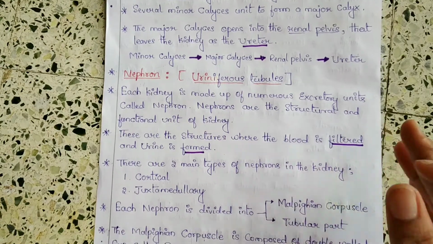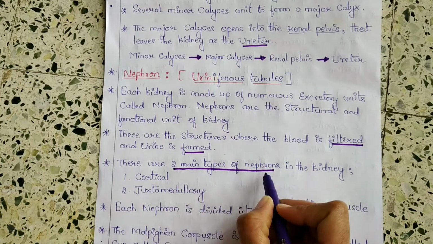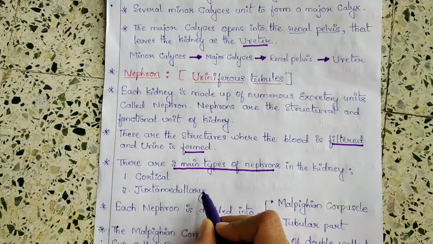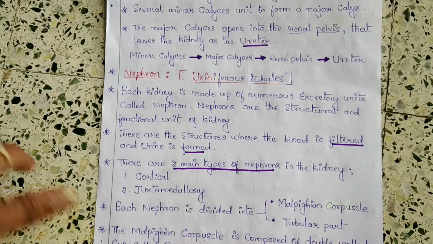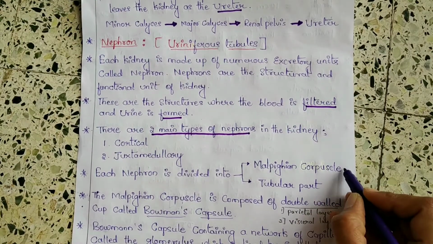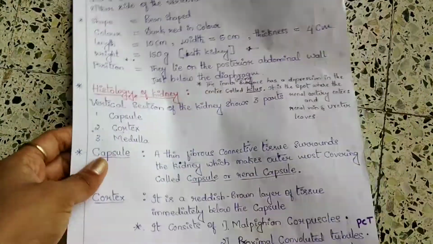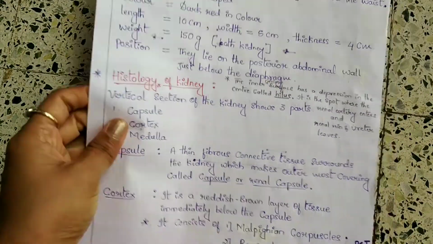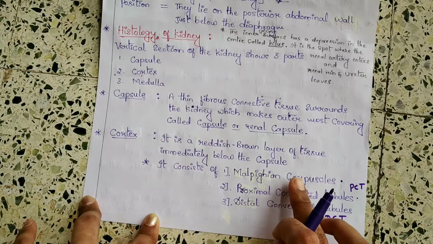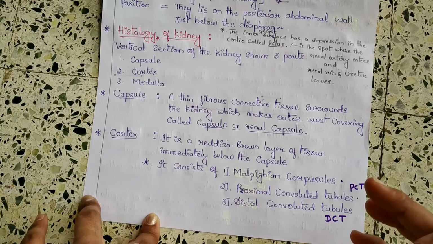And there are two main types of nephrons. The first one is the cortical nephron, and the second one is the juxtamedullary nephron. Each nephron is again divided into two parts: the Malpighian corpuscle and the tubular part. As I mentioned before, in the cortex region you are going to find the Malpighian corpuscles, the proximal convoluted tubule and the distal convoluted tubule. These are nothing but the parts of the nephron.